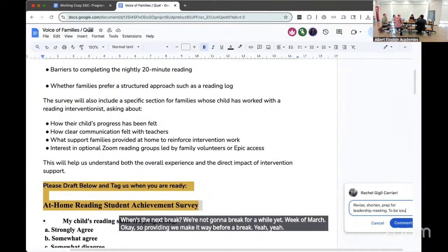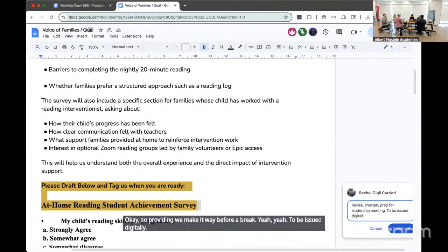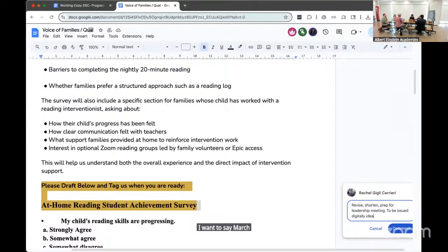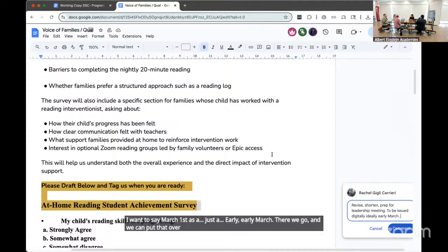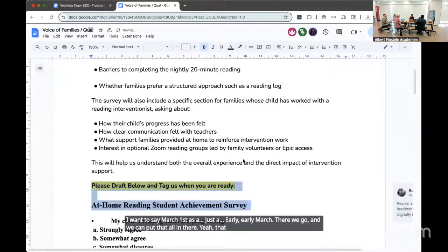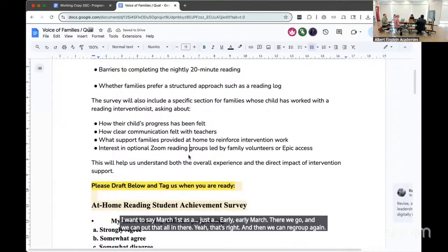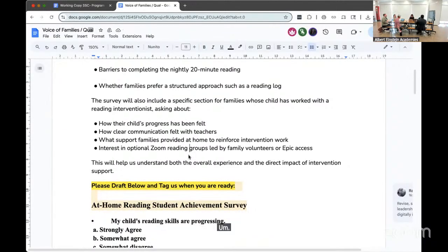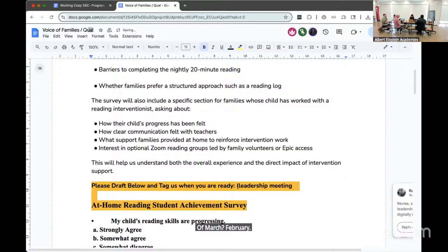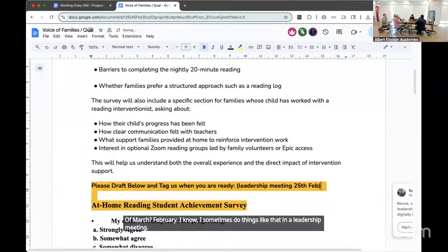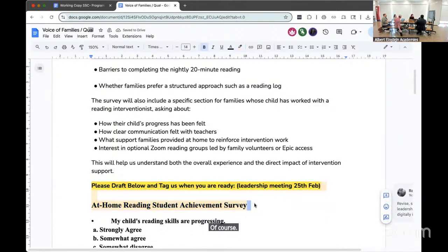To be issued digitally, you want to say March 1st, just really early March. And we can put that all in there, the time frame to turn it in before break. And then we can regroup again. What's the date for the leadership meeting? The 25th, we think. Of March? February. The first is the time frame of delivery. March 1st is a Sunday, so March 2nd, whatever.